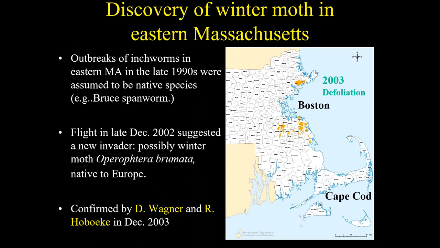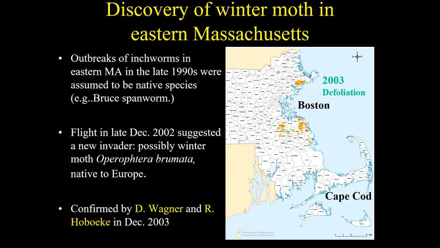Winter moth showed up in Massachusetts in the late 1990s when we heard about this defoliating inchworm north and south of Boston in the late 1990s. And we assumed it was a native species. We have a number of native species like Bruce spanworm and fall cankerworm, probably the most common one, that occasionally cause defoliation. But those outbreaks go away on their own. Those are native species. They have a good suite of natural enemies that bring them in check, and for the most part, they're not a problem.